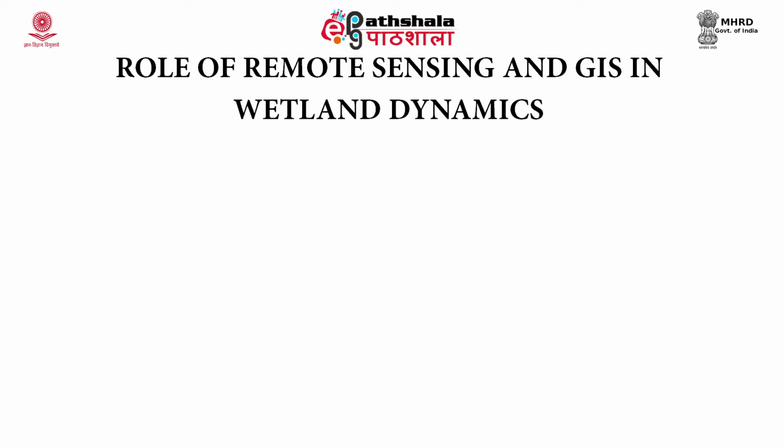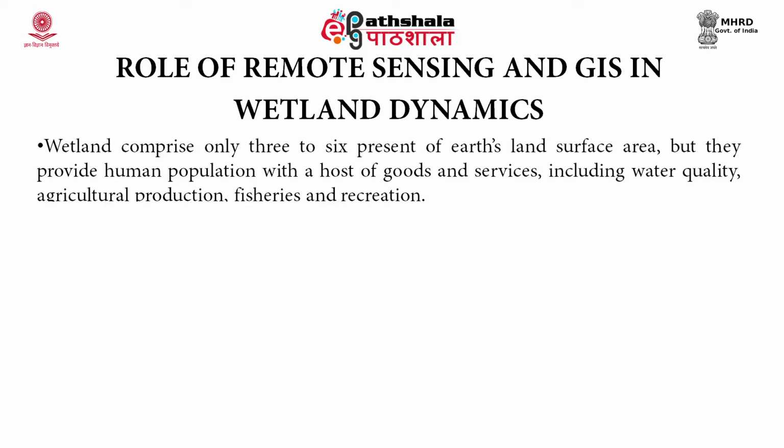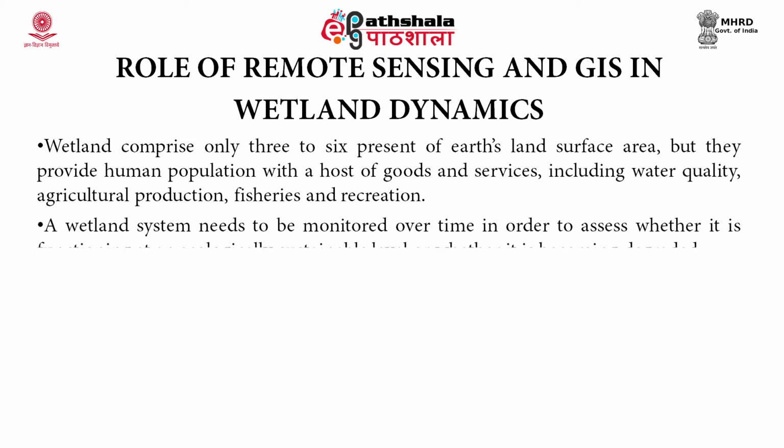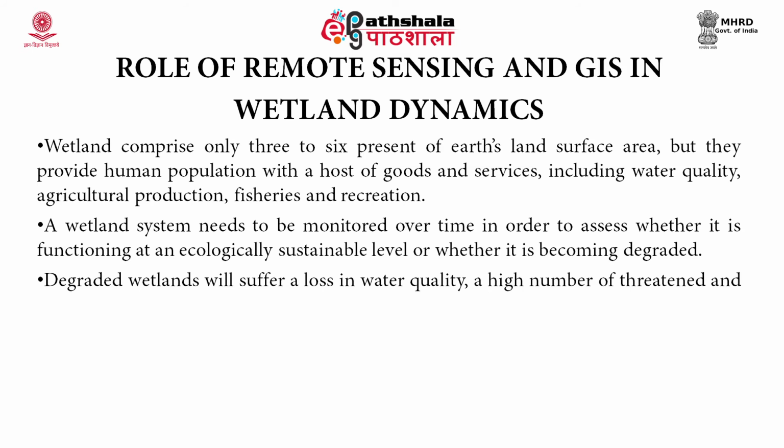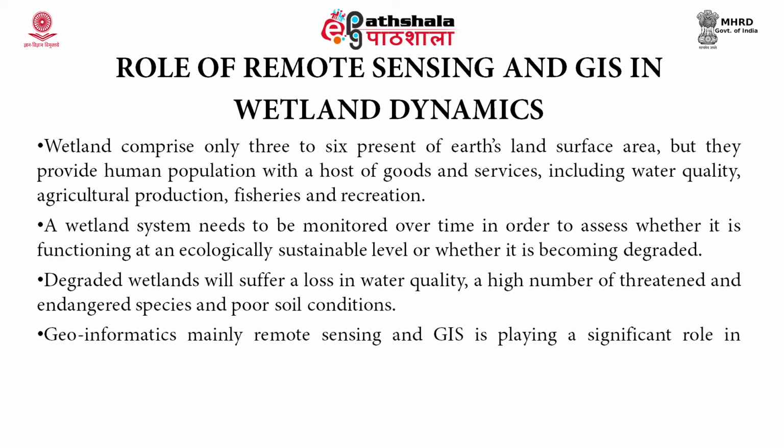Okay students, now let us look into the role of remote sensing and GIS in wetland dynamics. Wetlands comprise only 3 to 6% of Earth's land surface, but they provide the human population with a host of goods and services, including water quality, agricultural production, fisheries and recreation. A wetland system needs to be monitored over time in order to assess whether it is functioning at an ecologically sustainable level or whether it is becoming degraded. Degraded wetlands will suffer a loss in water quality, a high number of threatened and endangered species and poor soil condition. Geoinformatics, mainly remote sensing and GIS, is playing a significant role in monitoring and restoring wetlands.